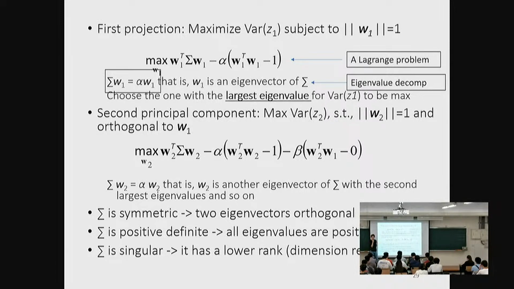Again, this is linear algebra, nothing new. So in the end, what you're trying to do, you're trying to find W1 as an eigenvector of this thing. You want to find the one that has the largest eigenvalue for the variance of Z1 to be maximum. So basically, through this approach, what you're trying to solve is taking a covariance matrix of your data, find eigenvalue decomposition, and then find the first eigenvector that corresponds to the largest eigenvalue. Once you've done that, it gives you the first projection matrix.